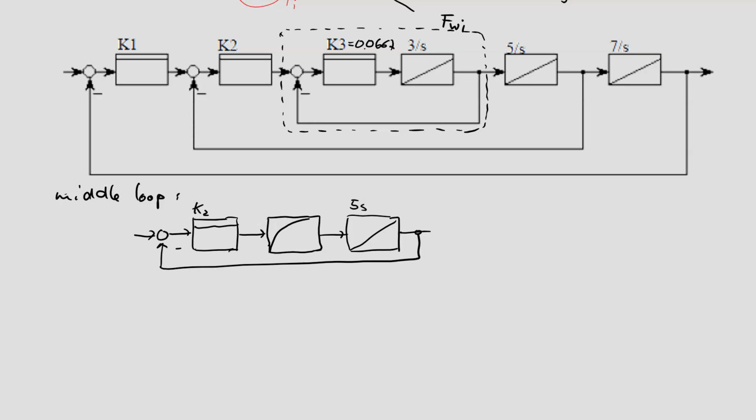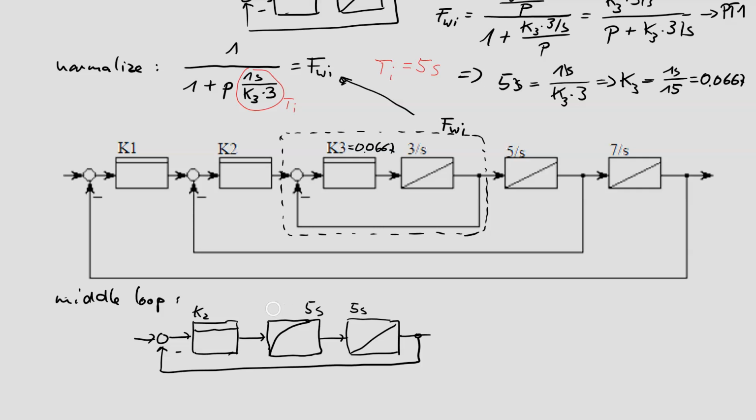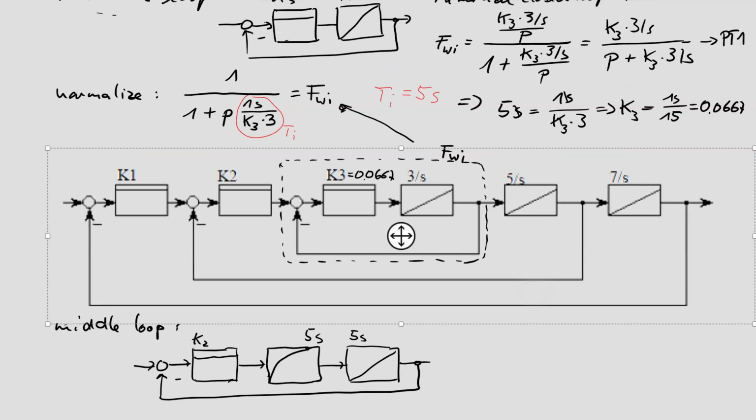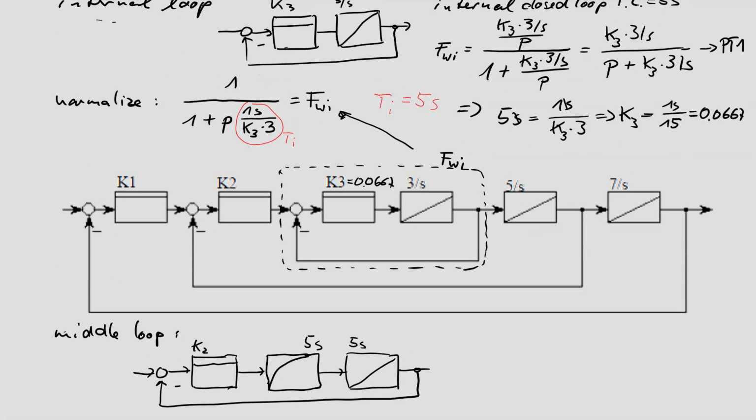So we have a middle loop with a PT1. The time constant here is 5 seconds coming from the task. Question is, how large is this K? There is a typical error I see very often in examinations. Then you assume that this K is K3. Don't do this, please. That is not K3, because the K of your PT1 in the normalized function is the factor in the numerator.